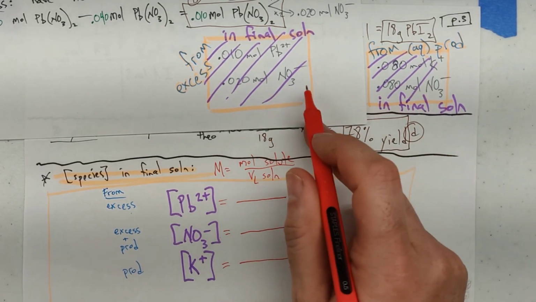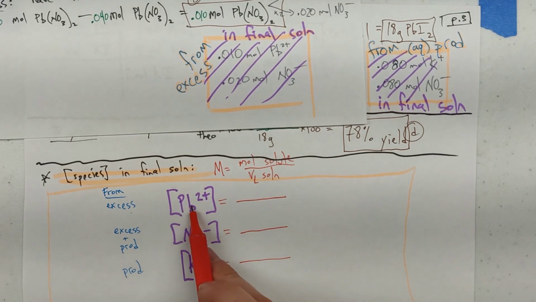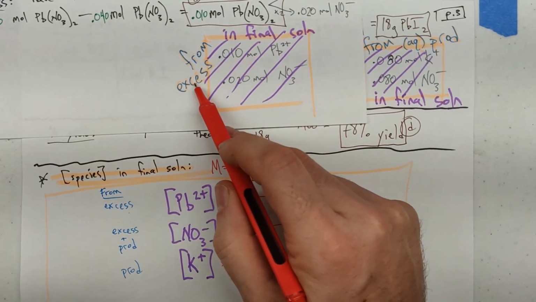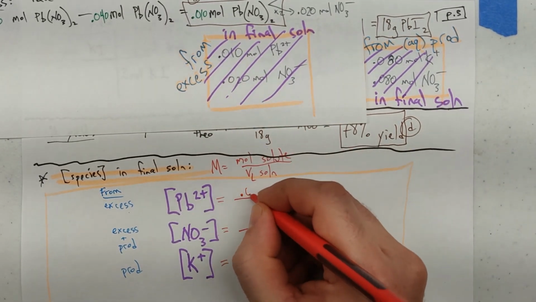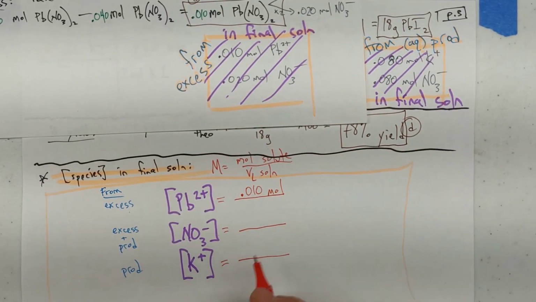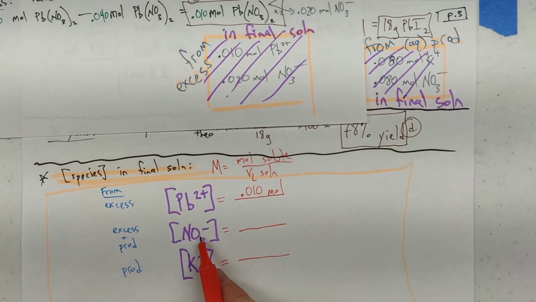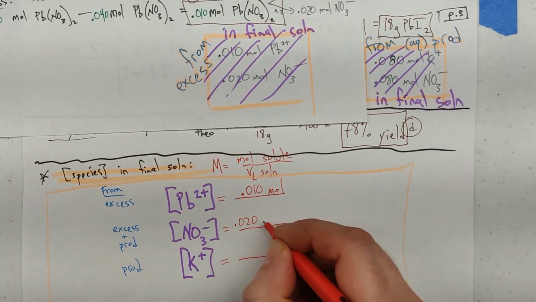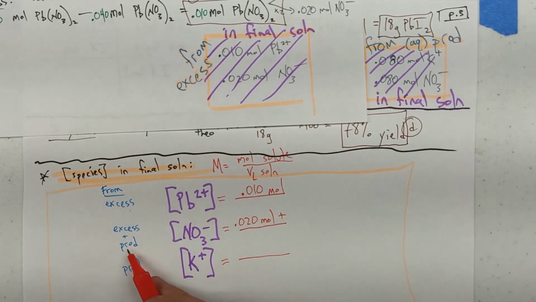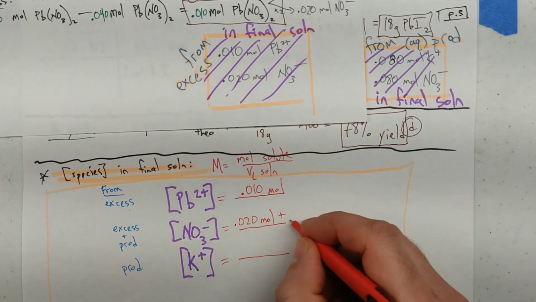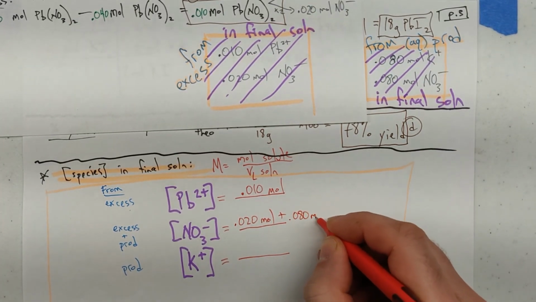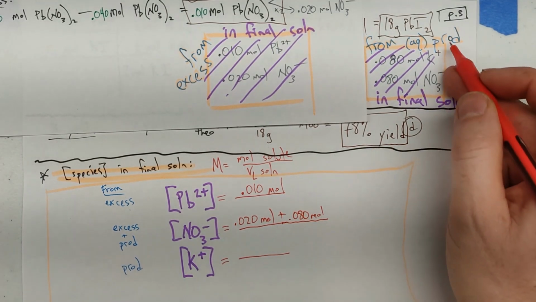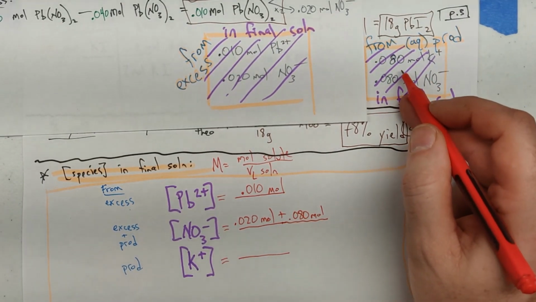And I've got things labeled so it's easy to find. Lead ions from my excess, from the excess, I have 0.010 moles. And that's the only place I need to look. Nitrate ions, I'm going to look at my excess, where I have 0.020 moles. And I'm going to look at my product, where I have 0.080 moles. And potassium ions, I'm going to look at my product, and I have 0.080 moles of that.